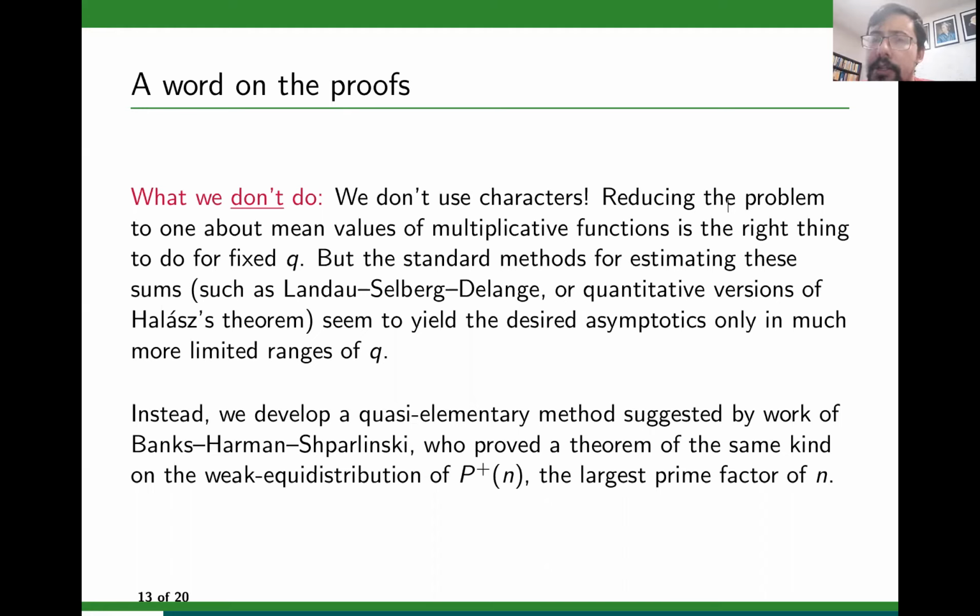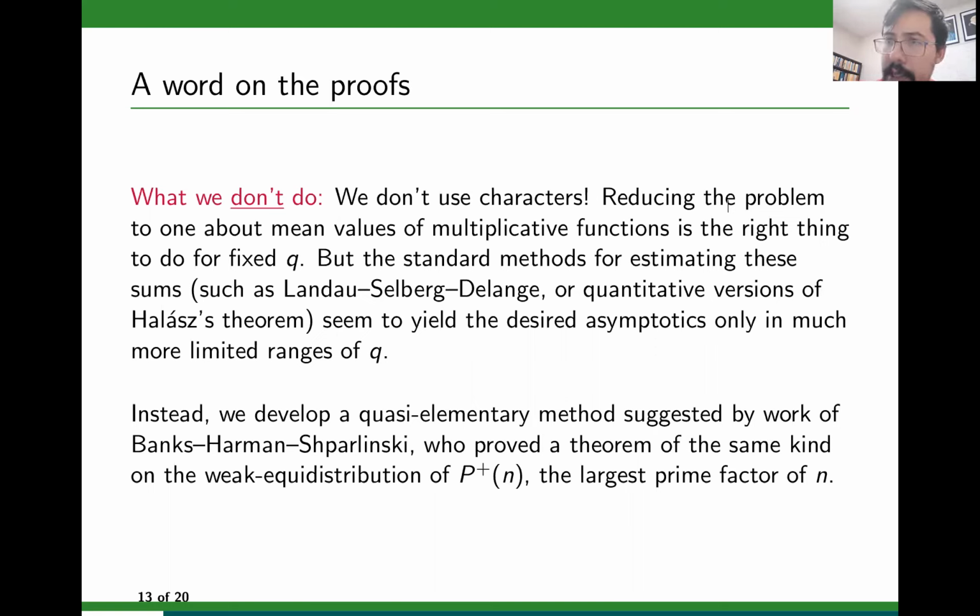The dependence on Q was unfavorable for us, at least the way we were applying the methods. So instead, we use what could be thought of as a quasi-elementary method, which was suggested to us by work of Banks, Harman, and Shparlinski. In their paper they look at the largest prime factor of n, and they prove that it is weakly uniformly distributed modulo Q in a wide range of Q. And we are able, with some work, to adapt their argument to our setting.